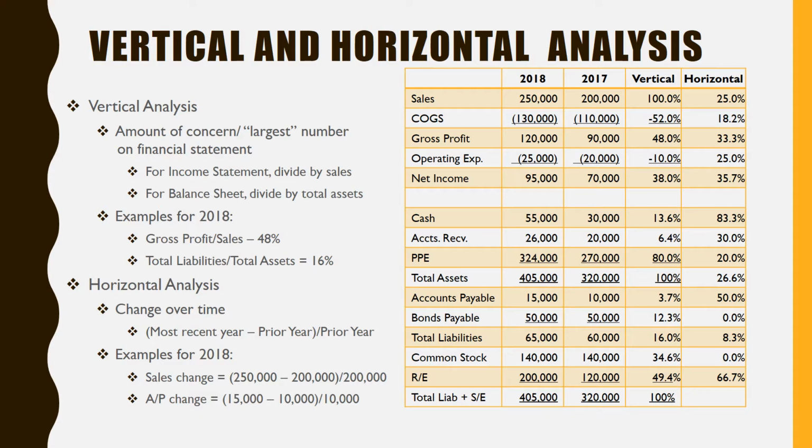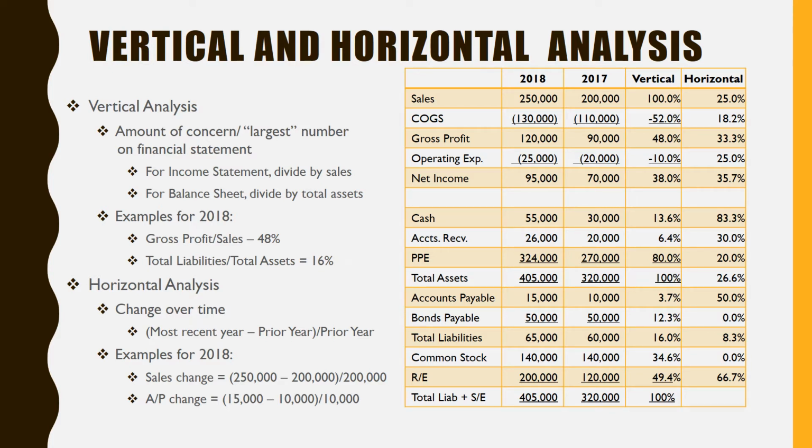Let's start with vertical and horizontal analysis. Now you probably already know this, but the way to remember it is vertical has a V, that's a big arrow pointing down, so that goes up and down the financial statements. Horizontal starts with an H that looks like a table, so you go across the financial statements for horizontal analysis.